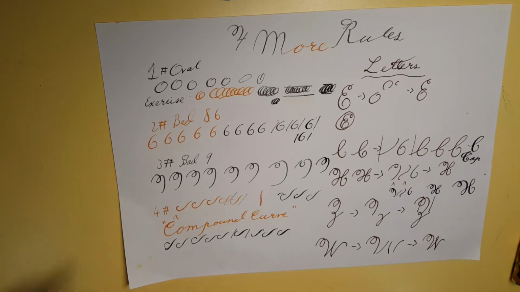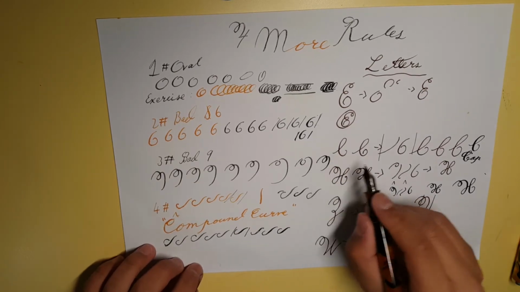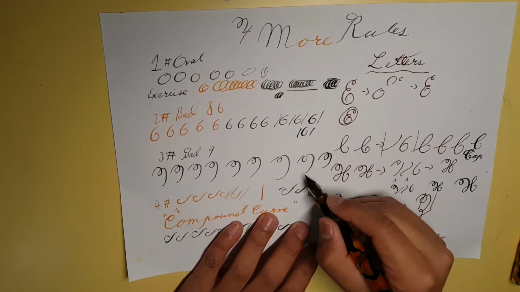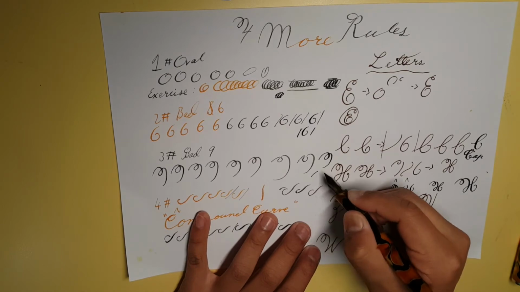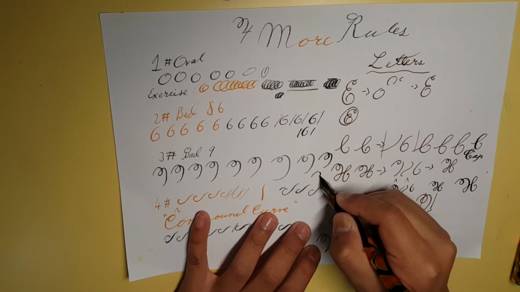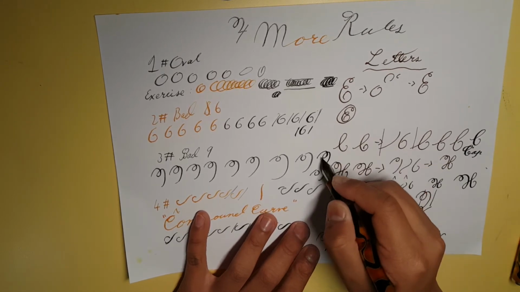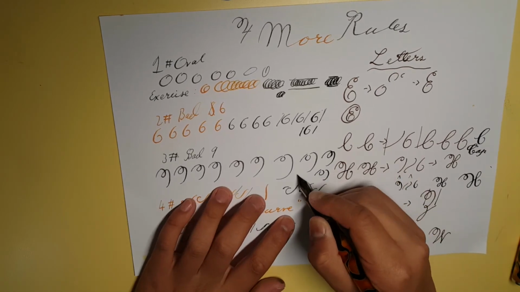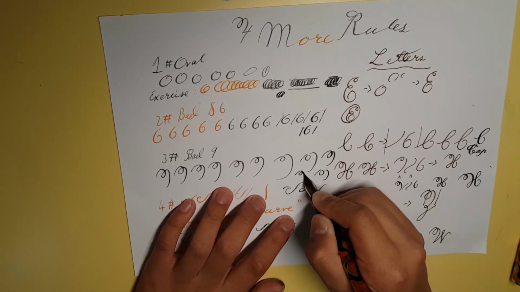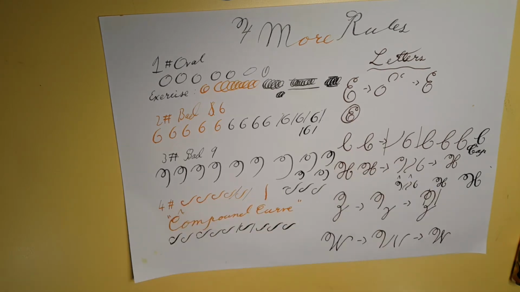Now, third principle, bad 9. The way we practice it is we can dissect it. So we'll start with this stroke, and then it transitions into that stroke, then goes into that stroke there, like that. And when we combine it together, we get something like that. Let me just write it here. So it has to look something like that.